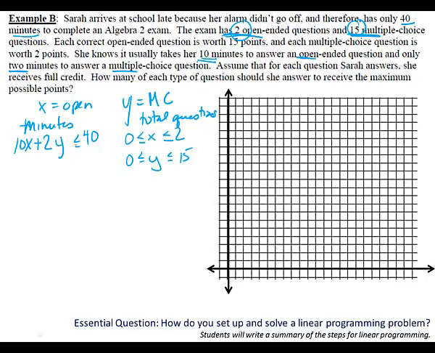Okay, so let's talk about the minutes one first. So let's get that graphed. So I'm going to take and move the 10x over by doing what? Subtracting. So we've got negative 10x plus 40. And then what are we going to do to move the 2? Divide it. So what's negative 10 divided by 2? Negative 5x and 40 divided by 2. 20. That was nice of them.